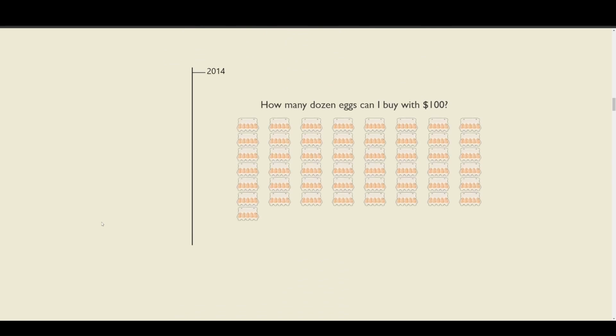Our first chart we're going to be going over is the vertical timeline chart, showcasing how many eggs can be bought with $100 per year based on average price for the given year. The units are in dozens of eggs.